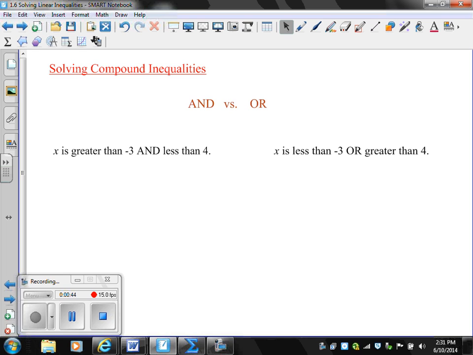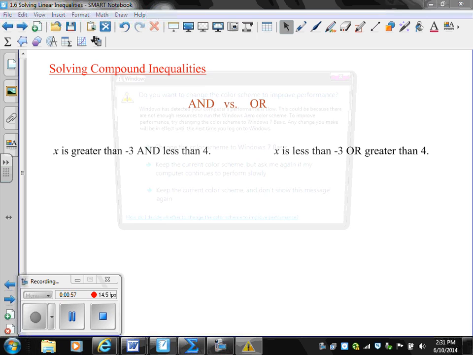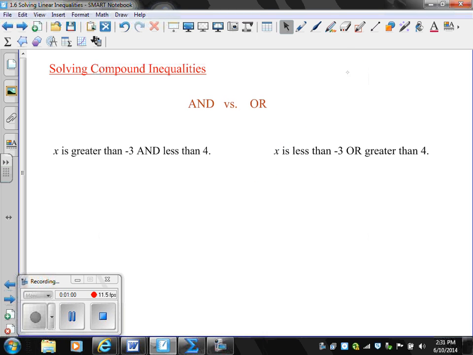Okay. So I want to make the distinction between the word and versus the word or, particularly when we're looking at compound inequalities. So look at these two statements. The first one says x is greater than -3 and less than 4. Can you think of a number that's greater than -3 and less than 4 at the same time?